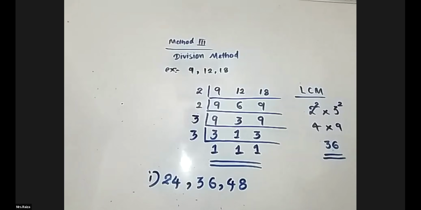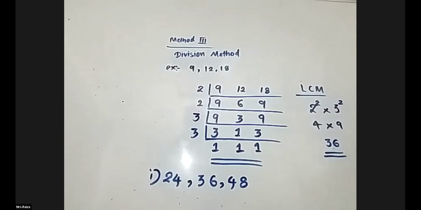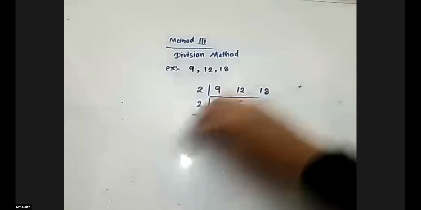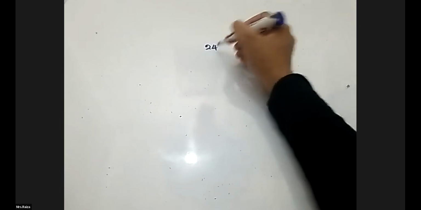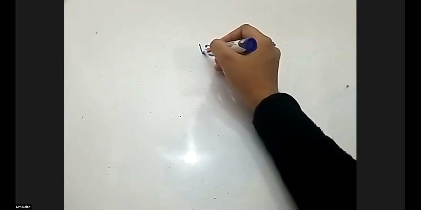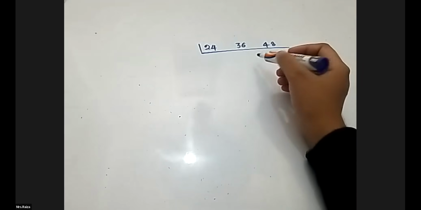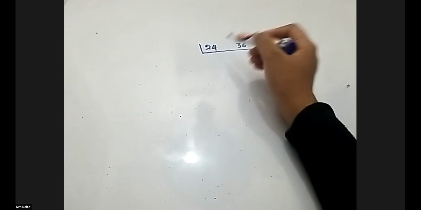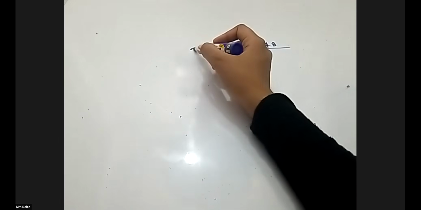Okay, look at the board now. I'm going to teach you how to find this again. 12, 24, 36, and 48. 24, 36, and 48. If you didn't understand, have a look on the board again. It's a chance for you again. 24, 36, 48. So when you were in grade 5, they teach you if you have the last digit as 0, 2, 4, 6, or 8, they are divisible by 2.